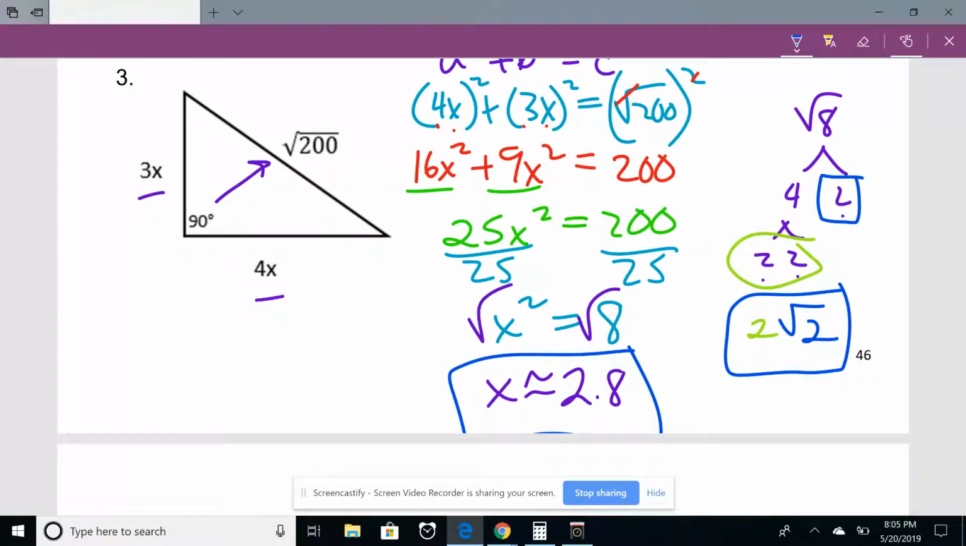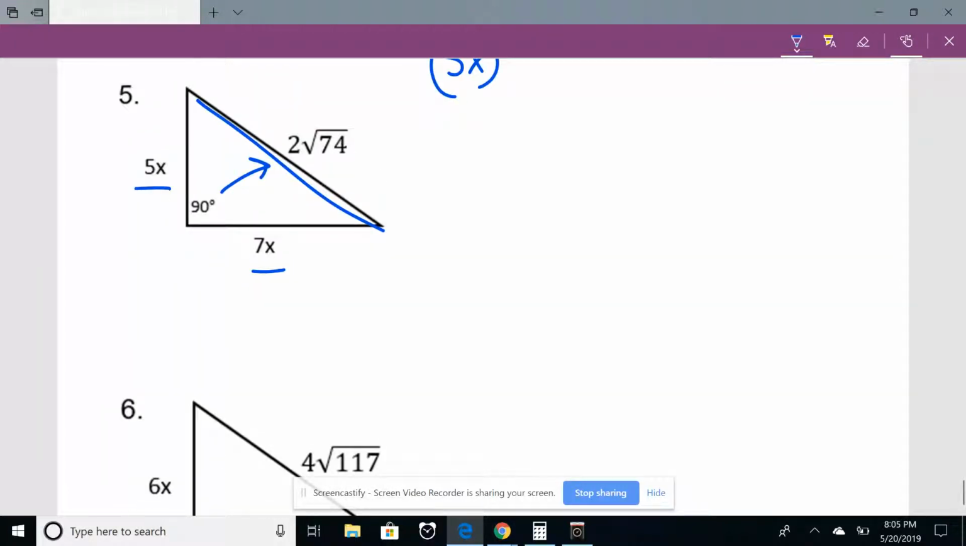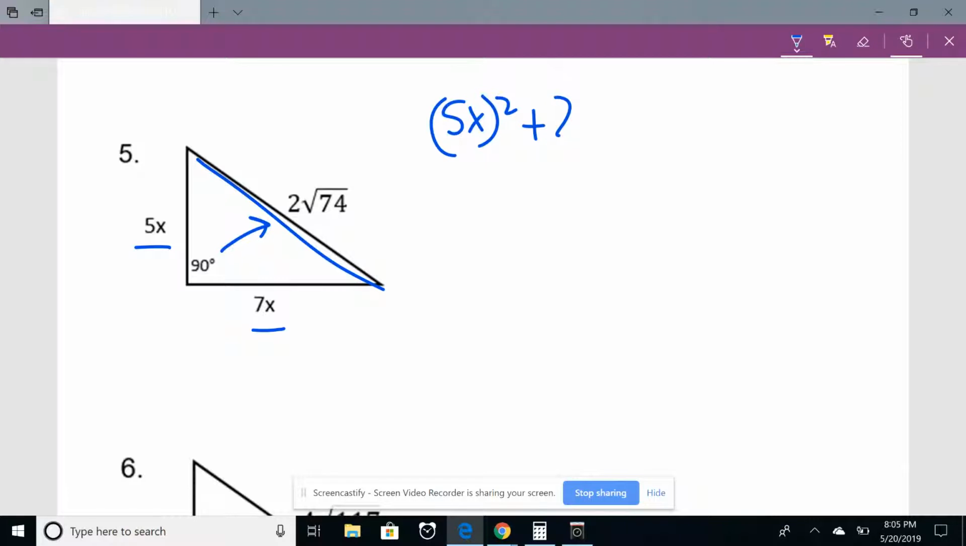All right, let's look at another one. And we got our legs here, 5x and 7x. Got our hypotenuse, which is 2 radical 74. So we're going to do 5x quantity squared plus 7x quantity squared equals, and again, this one in parentheses, 2 square root of 74 squared.